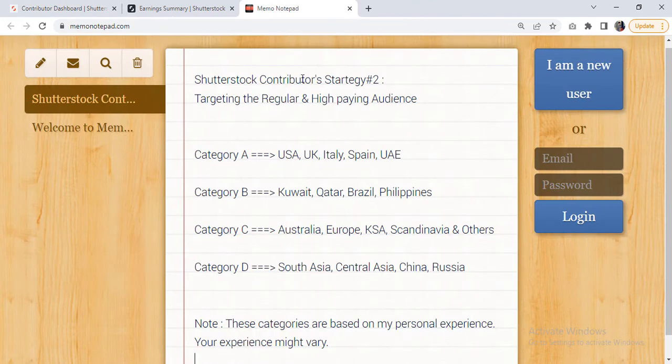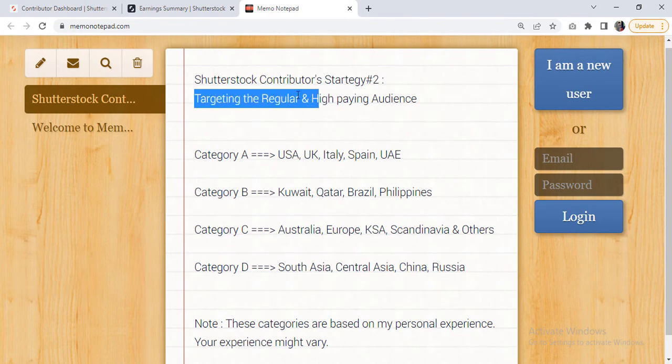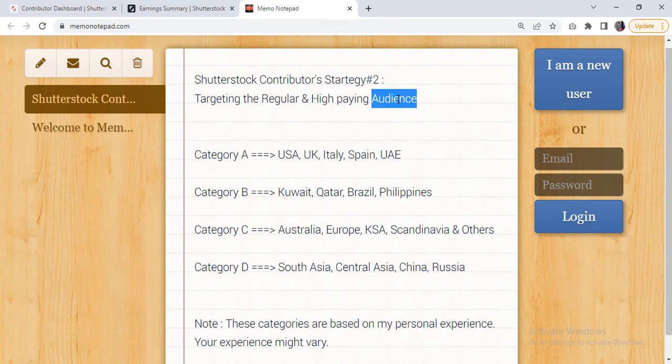I've written some points for you this time, so that you will not have to rely on my accent. Anyway, so this is my Shutterstock Contributor strategy number 2, which I'm hoping that you would find useful, which is targeting the regular and high-paying audience. And you could replace the word audience with countries maybe.